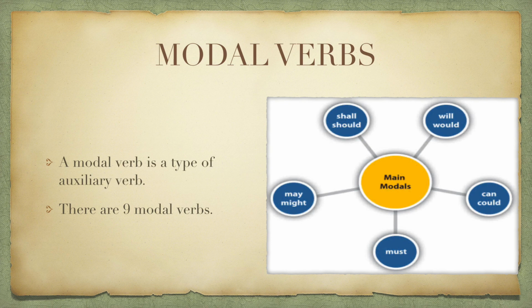A modal verb is also a type of auxiliary verb. There are 9 modal verbs: shall and should, will and would, can and could, and may, might, and must.